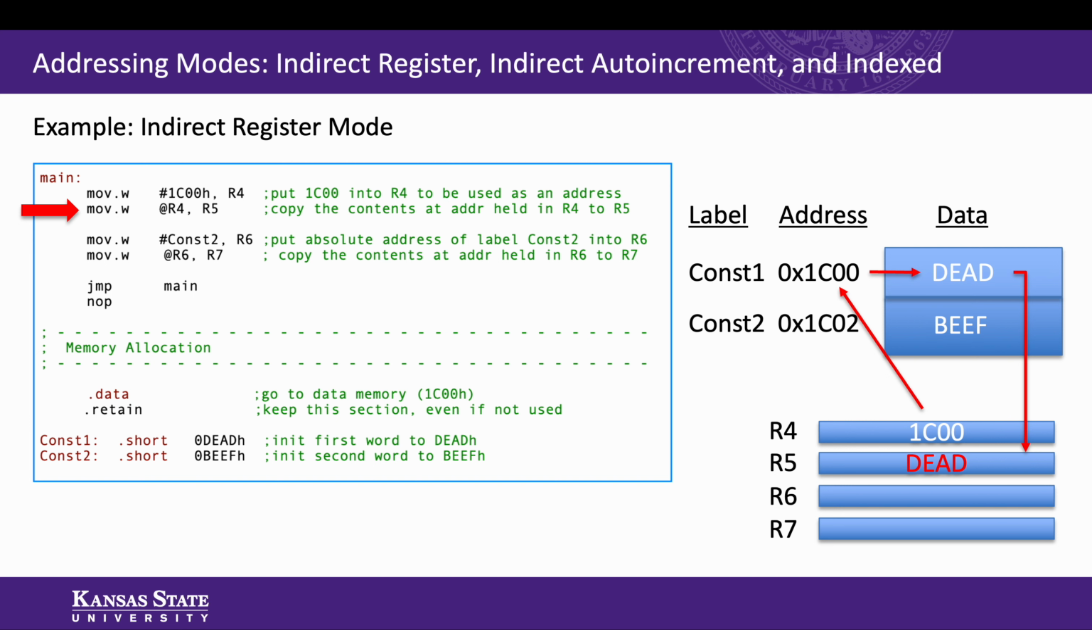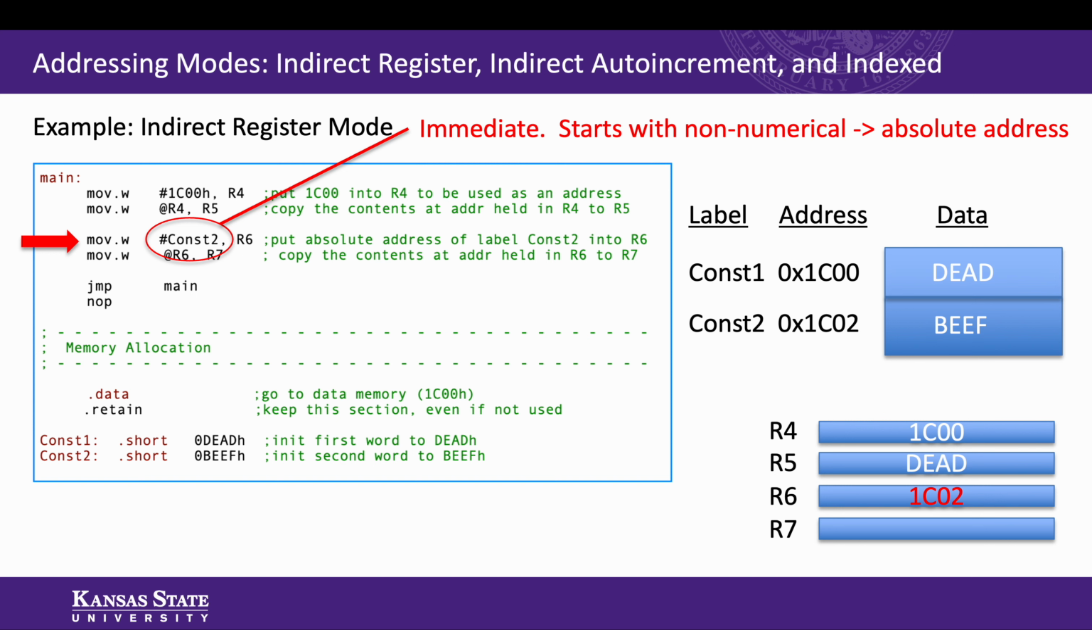If we had left off the @ sign in that instruction, that would move the contents of R4 into R5, so that would move 1C00 into R5. But with the @ symbol, that 1C00 gets interpreted as an address, and so then DEAD gets moved into R5.